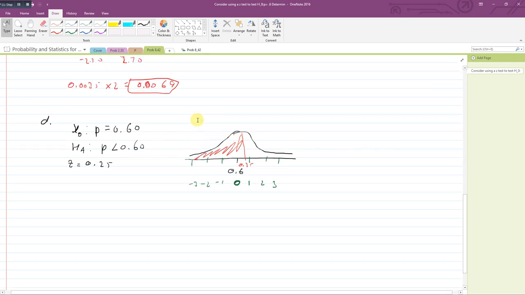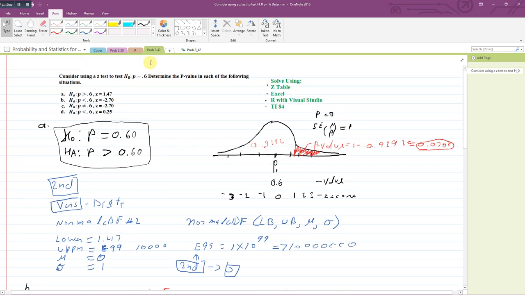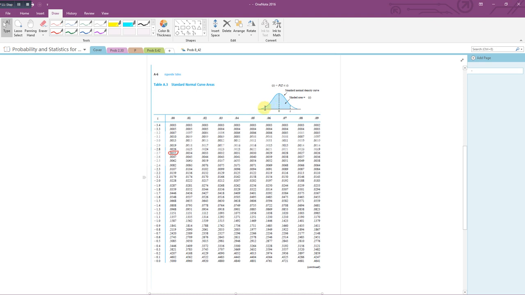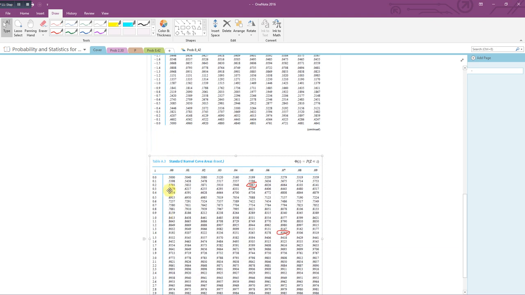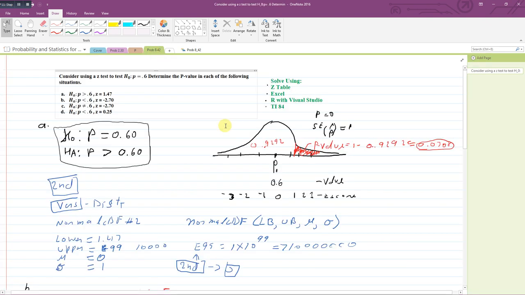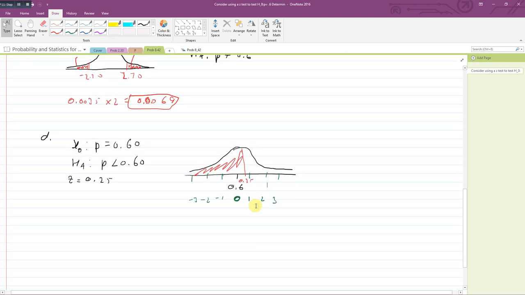Step one, using the table. Remember, the table is read from left to right. So whatever number we find here, we'll match up with what we're looking for. We'll look for 0.25. 0.2 is right there, and 0.25 is right here. So it's 0.5987. Like I was saying before, it's somewhere around 0.58, 0.60. So therefore we found that the probability, or in this case the p-value, is 0.5987.